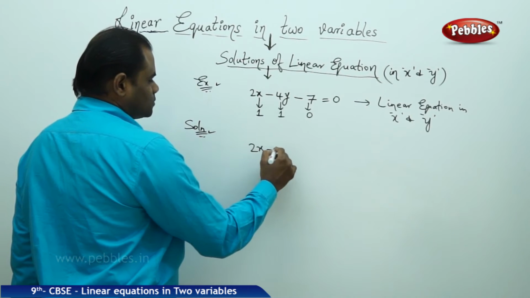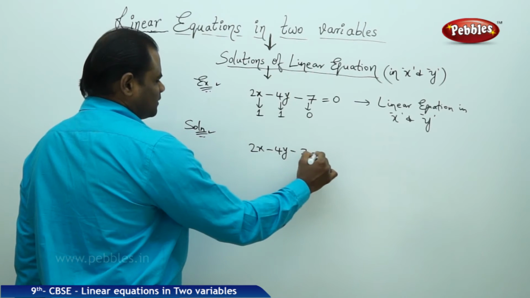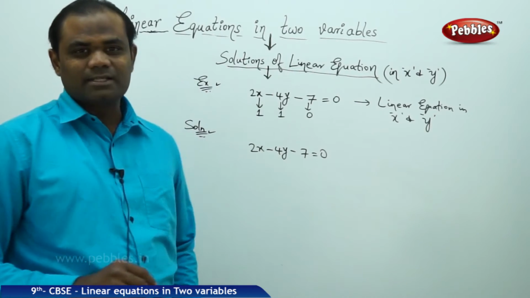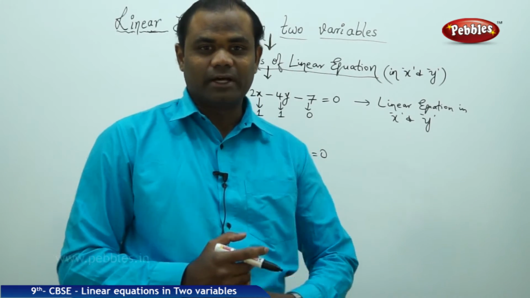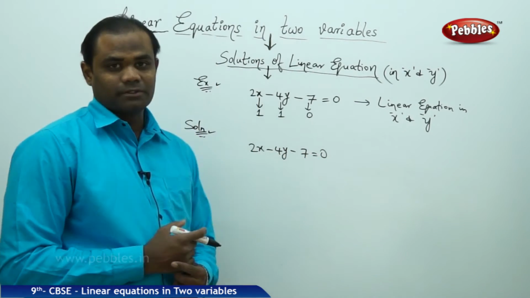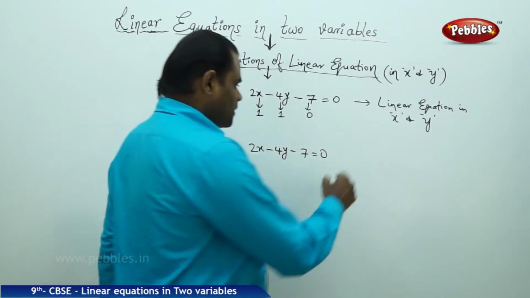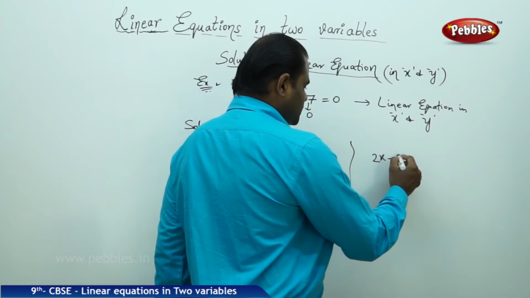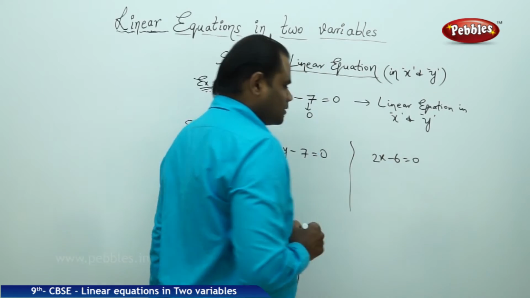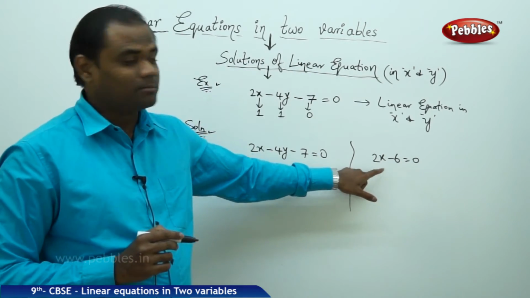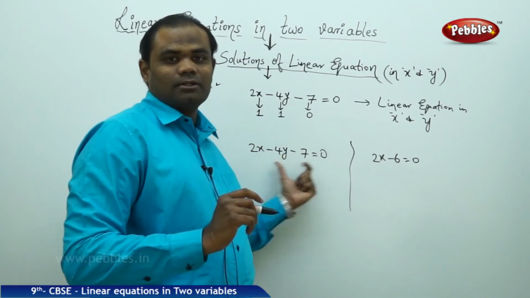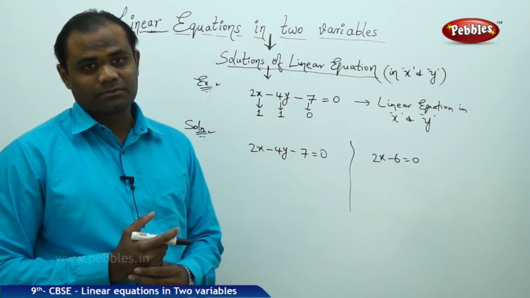As we take here 2x minus 4y minus 7 equal to 0, let's see if we can find the value of x and y which satisfy this equation. Unlike the previous example which we have taken in the previous session, which is a linear equation in one variable x, let's compare the solutions of the two equations.